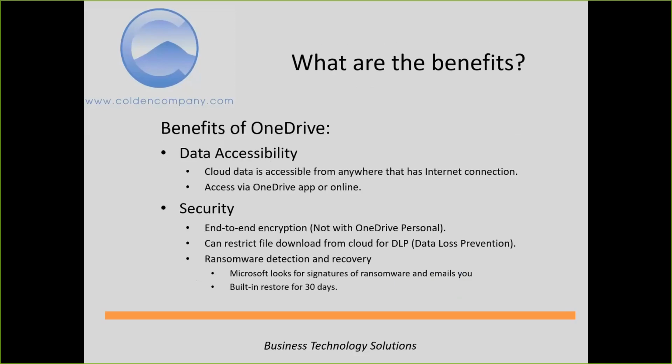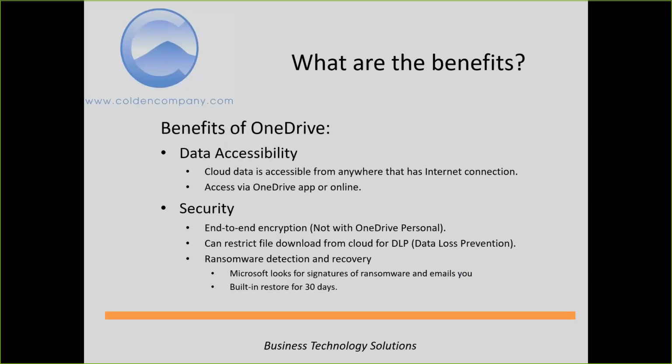So that means as you're uploading files to the Microsoft Cloud, they are going to be encrypted in transit, and they're also going to be encrypted while they're sitting there in Microsoft's Cloud. And it's important to note that that's not the case with the personal OneDrive. Those files will be encrypted in transit, but not at rest with OneDrive Personal.